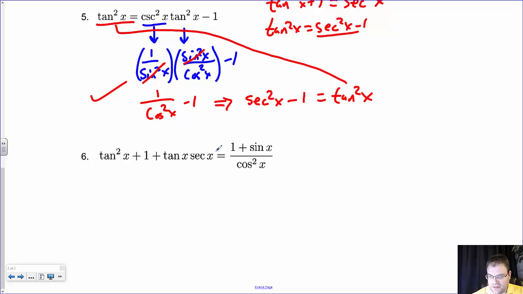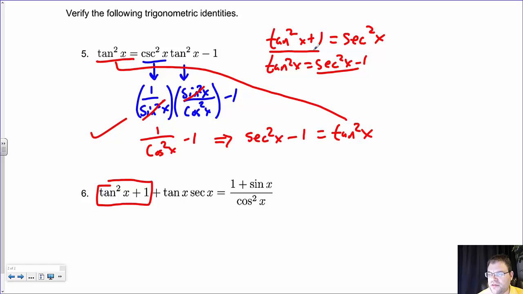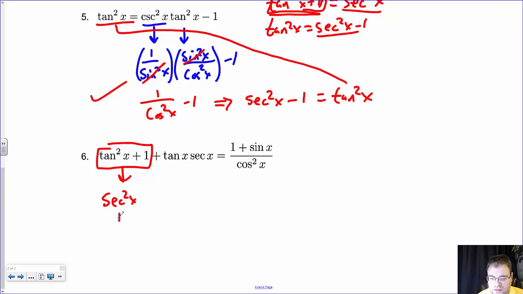So number 6, let's hash it out, and then we'll be done with this video. I'm going to turn this left side into the right side. I'm going to make it look the same, only manipulating the left side. Okay, so I see right here, I have this, tangent squared x plus 1. If you recall, I just looked at this. What is that equal to? I told you in this trig identity. This is equal to secant squared x. And since I know that, secant squared x is actually the same thing as 1 over cosine squared x, because secant is the same thing as 1 over cosine.